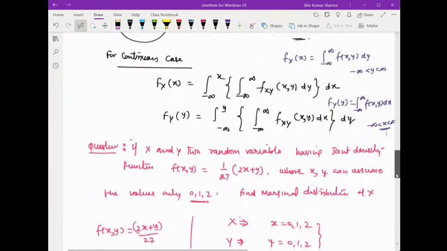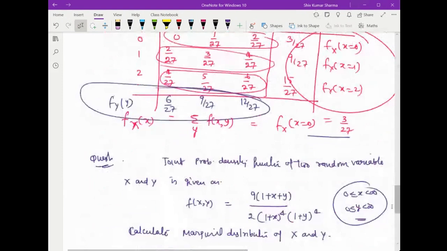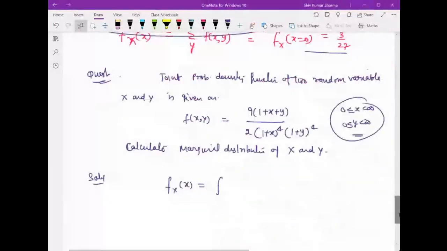So when we take a single integral, it goes from minus infinity to infinity, but the function is defined only from 0 to infinity. So we take the limit as 0 to infinity. So the integral from 0 to infinity of f of x, y into dy.